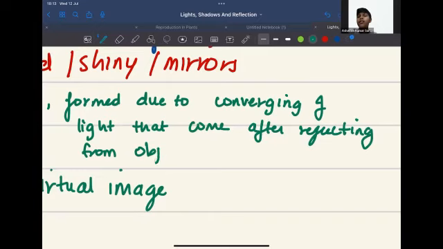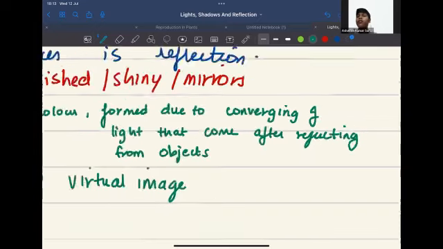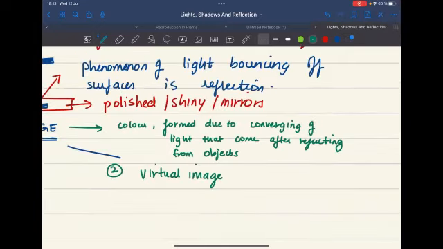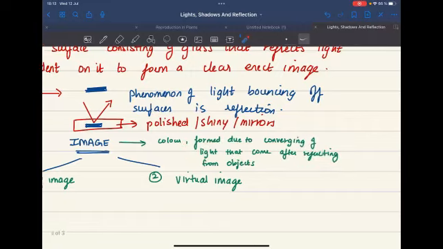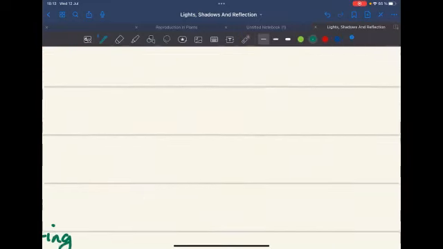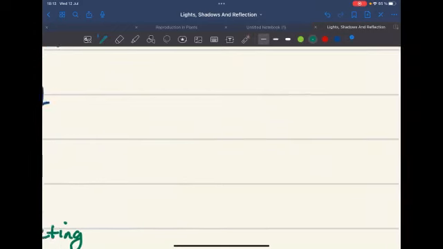Ma'am, what is converging? Wait, I'll come to that point. Basically, an image is nothing but converging of light that comes from the reflecting object. So your eye is over here. Always, in order for an image to be formed, as you saw in the pinhole camera, you need a screen. Without a screen, the image cannot be formed.